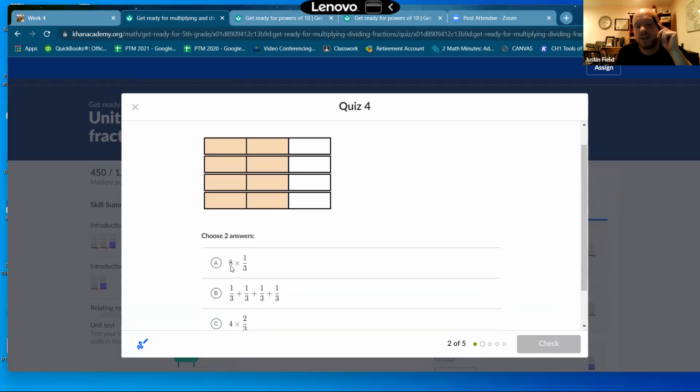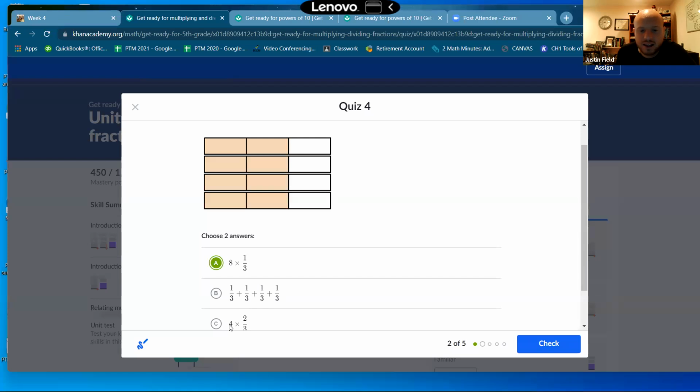And so was this 8 times 1/3? Are these 1/3? Yes, these are 1/3 if you look across. And how many of them are there? There are 8. So that's one way to do it.